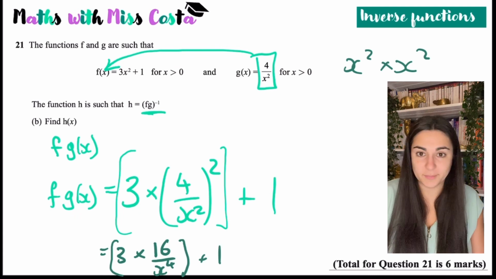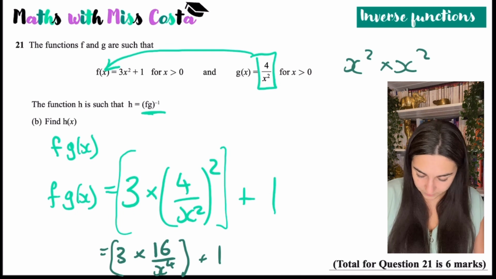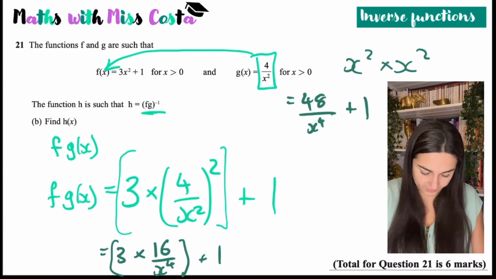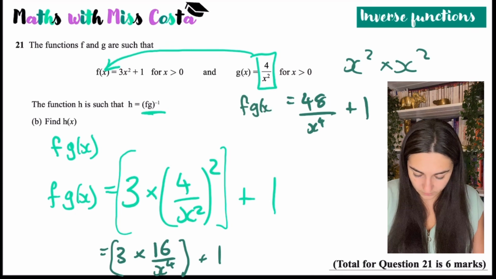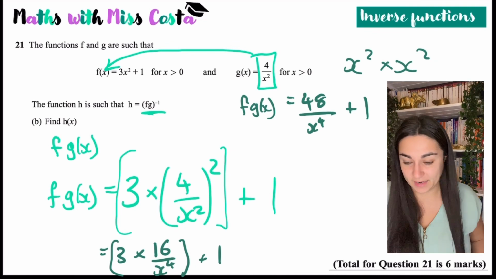So what's 3 times 16? 16, 32, 48. So that would be 48 over x to the 4 plus 1. So f of g of x is that. Now what we need to do is find the inverse, okay?